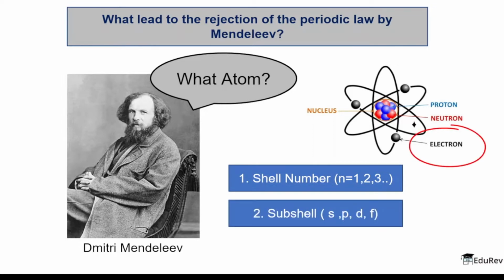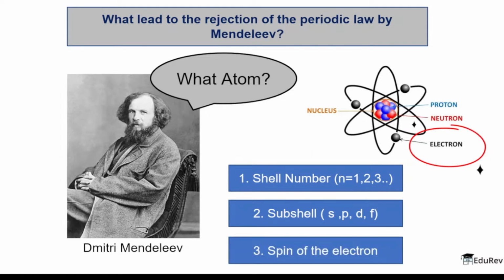The second one is the subshell, which tells us about the subshell in which the electron is present. This is also called the azimuthal quantum number. The subshell can be S, P, D, and F. And the last one is the spin quantum number, which tells us about the spin of the electron. These three quantum numbers basically tell us about the address of the electron inside the atom.